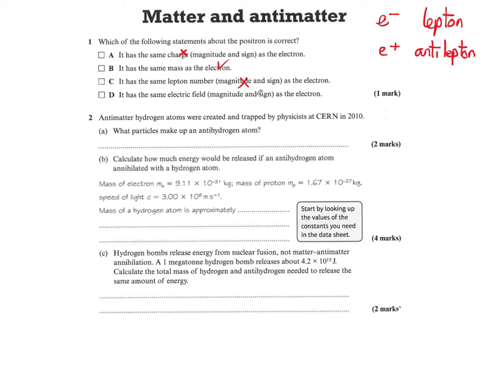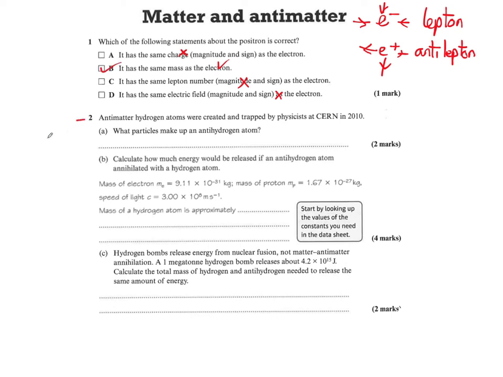Same electric field? No, it hasn't, because we know that electric fields go from plus to minus, so the field lines will be going into an electron, whereas for an anti-lepton the field lines will be going outwards, from plus to minus. So D's wrong as well. The correct answer is B.